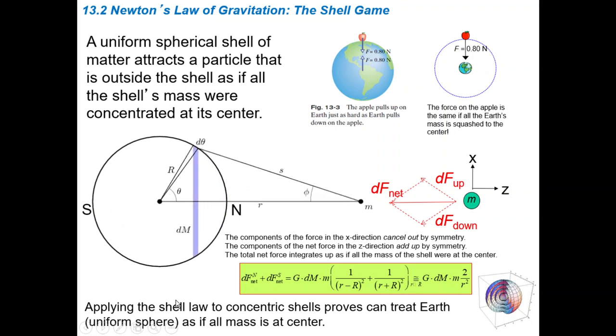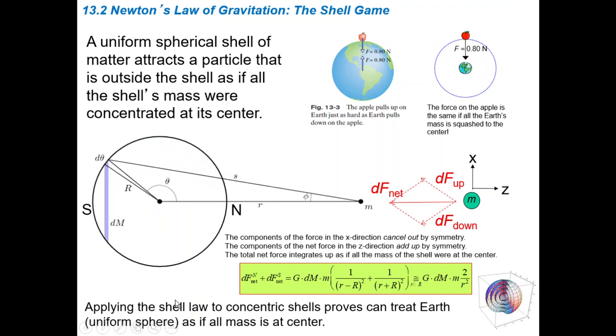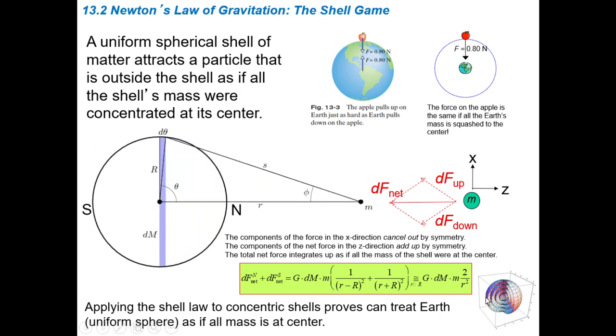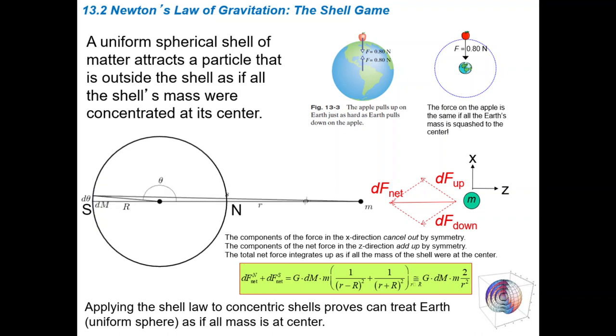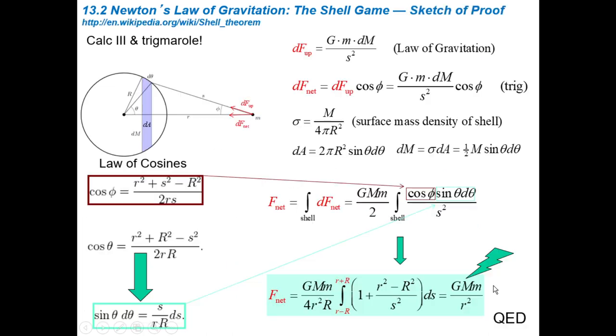Applying the shell law to concentric shells proves we can treat Earth as a uniform sphere, as if all mass is at its center. As you see, we have a 3D diagram here. Focus on that, because this is a great example of how it works. The magnetism of gravitation, a shell game, a sketch of proof. This is mainly done in Calculus 3, and don't worry about this one, because we're on Calculus 2 in my courses. Later on, after the first semester, I'll introduce Calculus 3, which is really easy, don't worry about that. We'll try to make it really simplified.